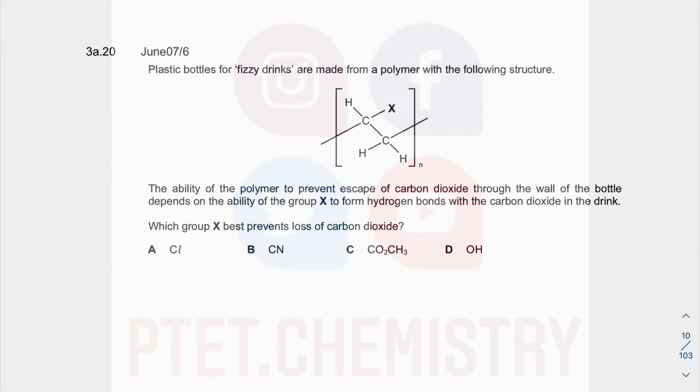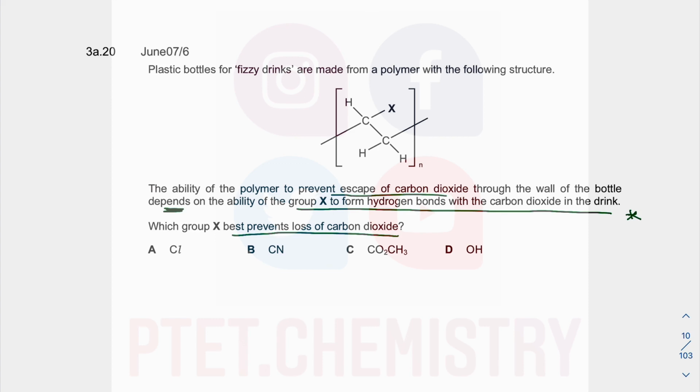This is the last question of this 5-question series. So it says that the ability of the polymer to prevent the escape of carbon dioxide depends on whether X can form hydrogen bond with the carbon dioxide in the drinks or not. So how well will you form hydrogen bond with the carbon dioxide? So which one will prevent the loss of carbon dioxide?